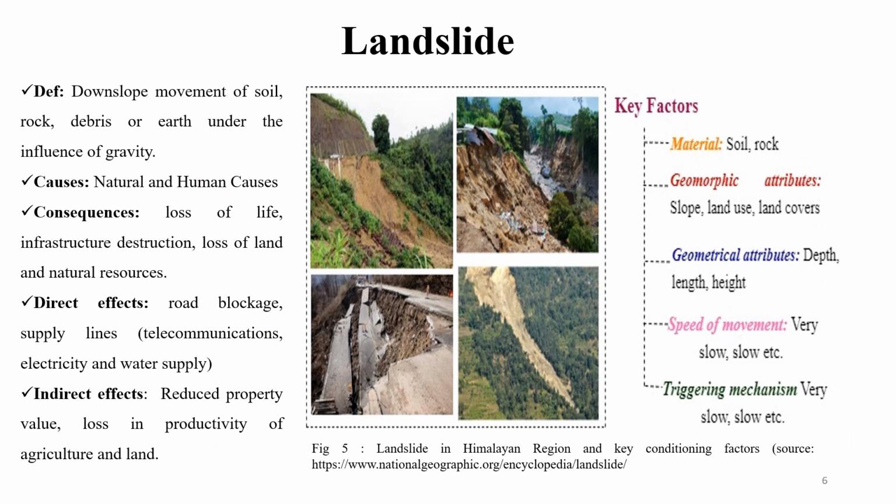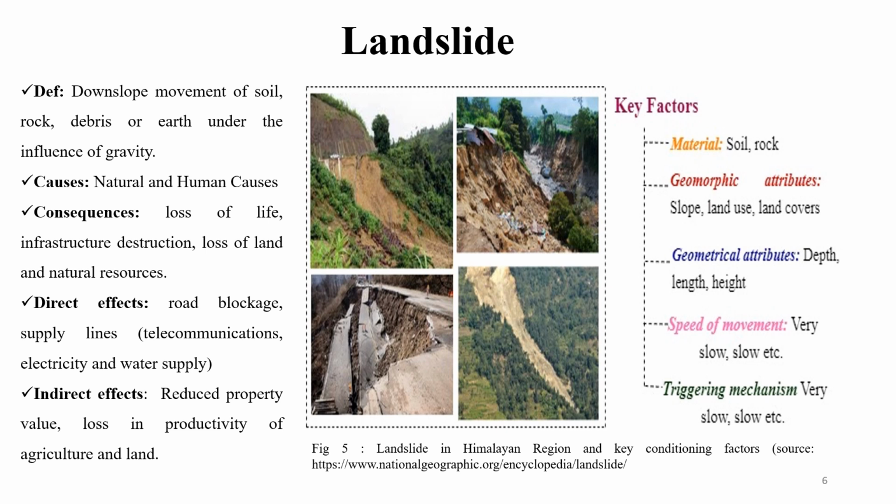Now, in the next slide I am going to discuss the basic introduction of the landslide, followed by the major key factors involved in the process of landslide. Basically, landslide is the downward movement of soil or rock, or we can say debris or earth, under the influence of gravity. And the causes of landslides include both human and natural causes.